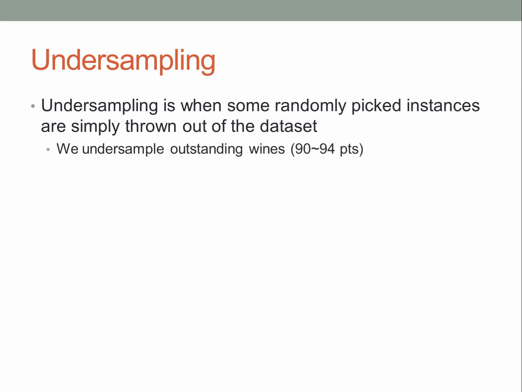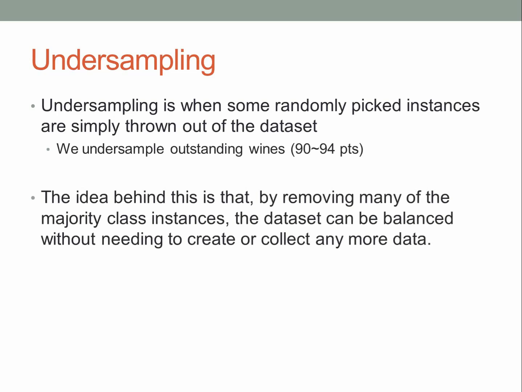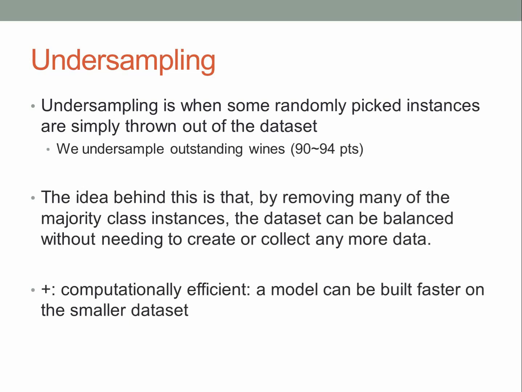The idea behind it is this: by removing many of the majority class instances, the data can be balanced without needing to create or collect any more data. And the positive part about this one is that besides being super simple, it also trains on a much smaller data set. But of course, we may end up with information loss here.